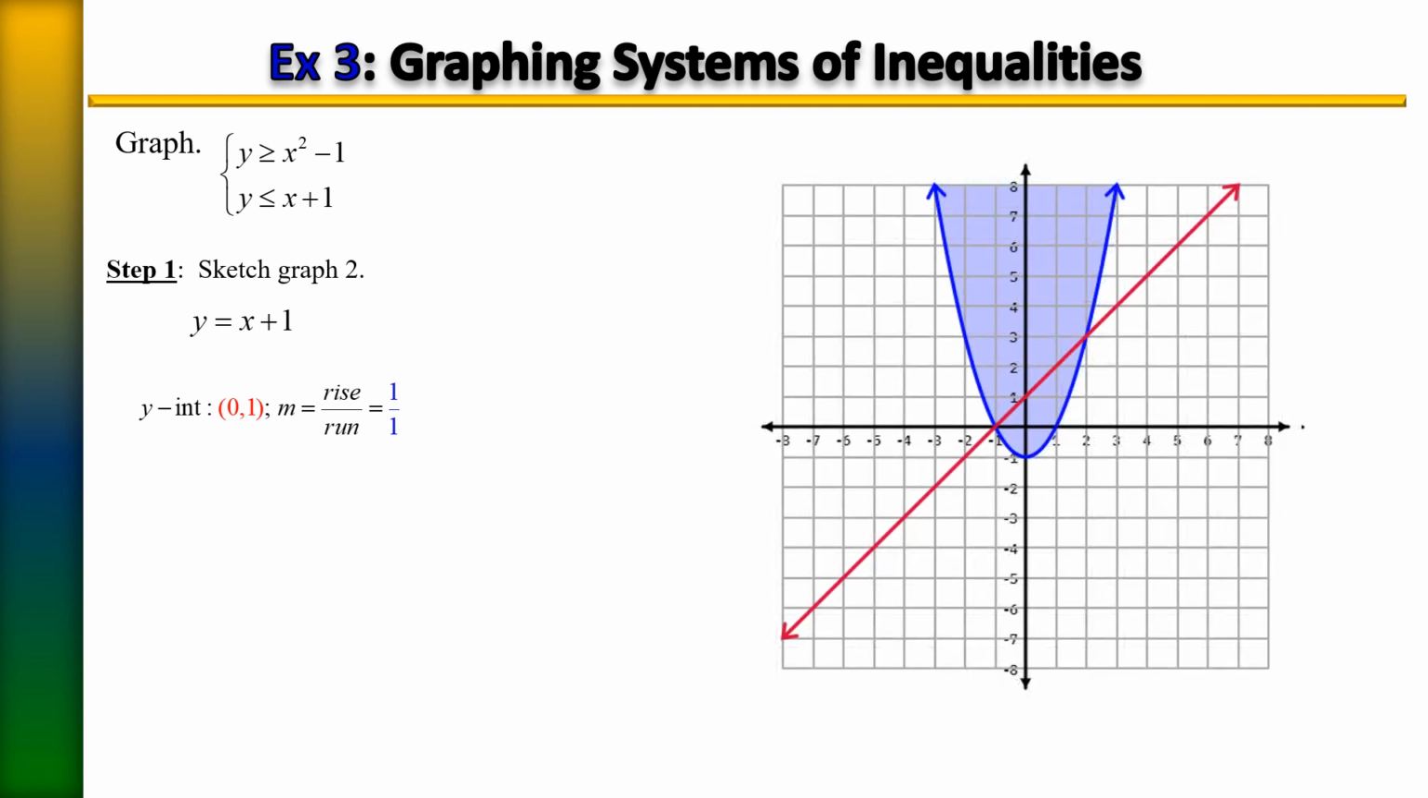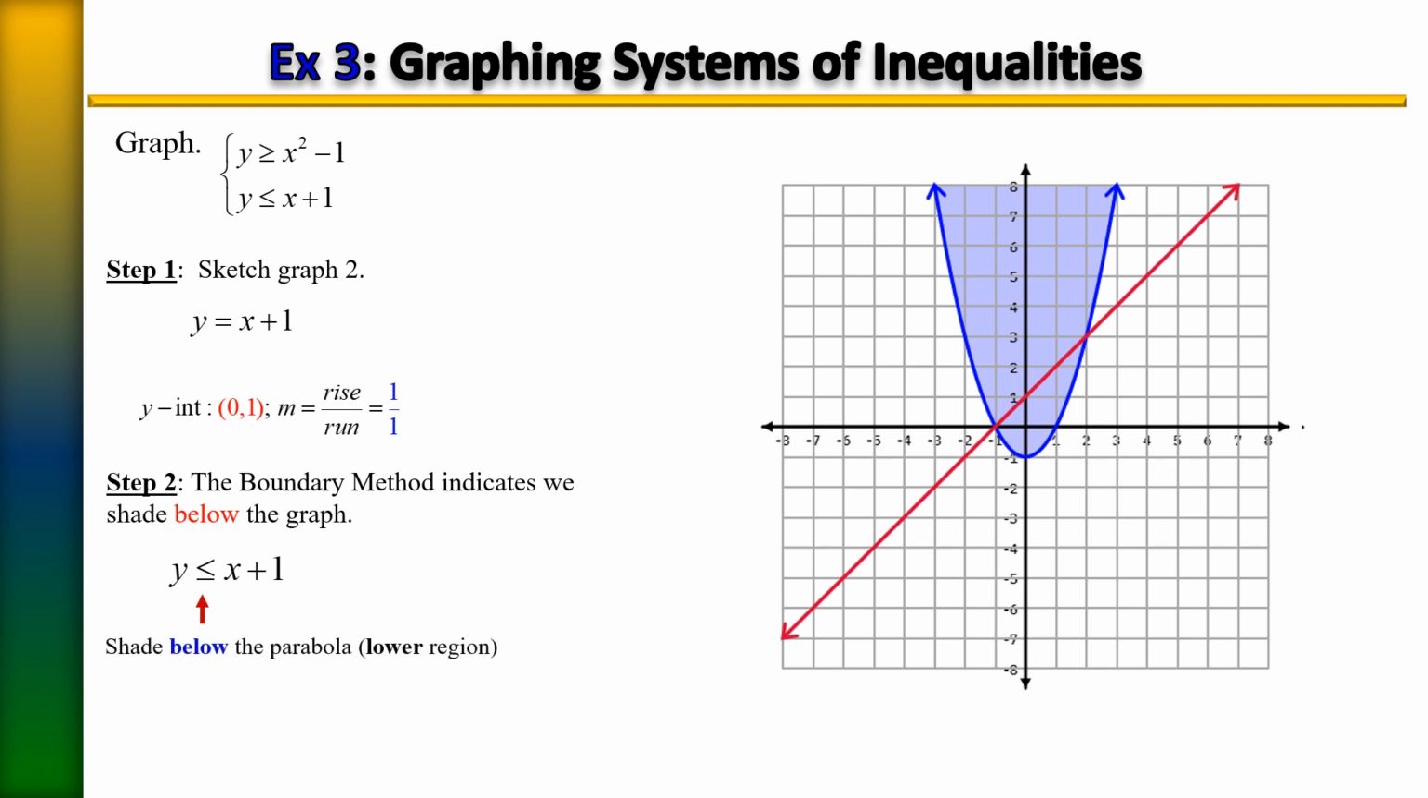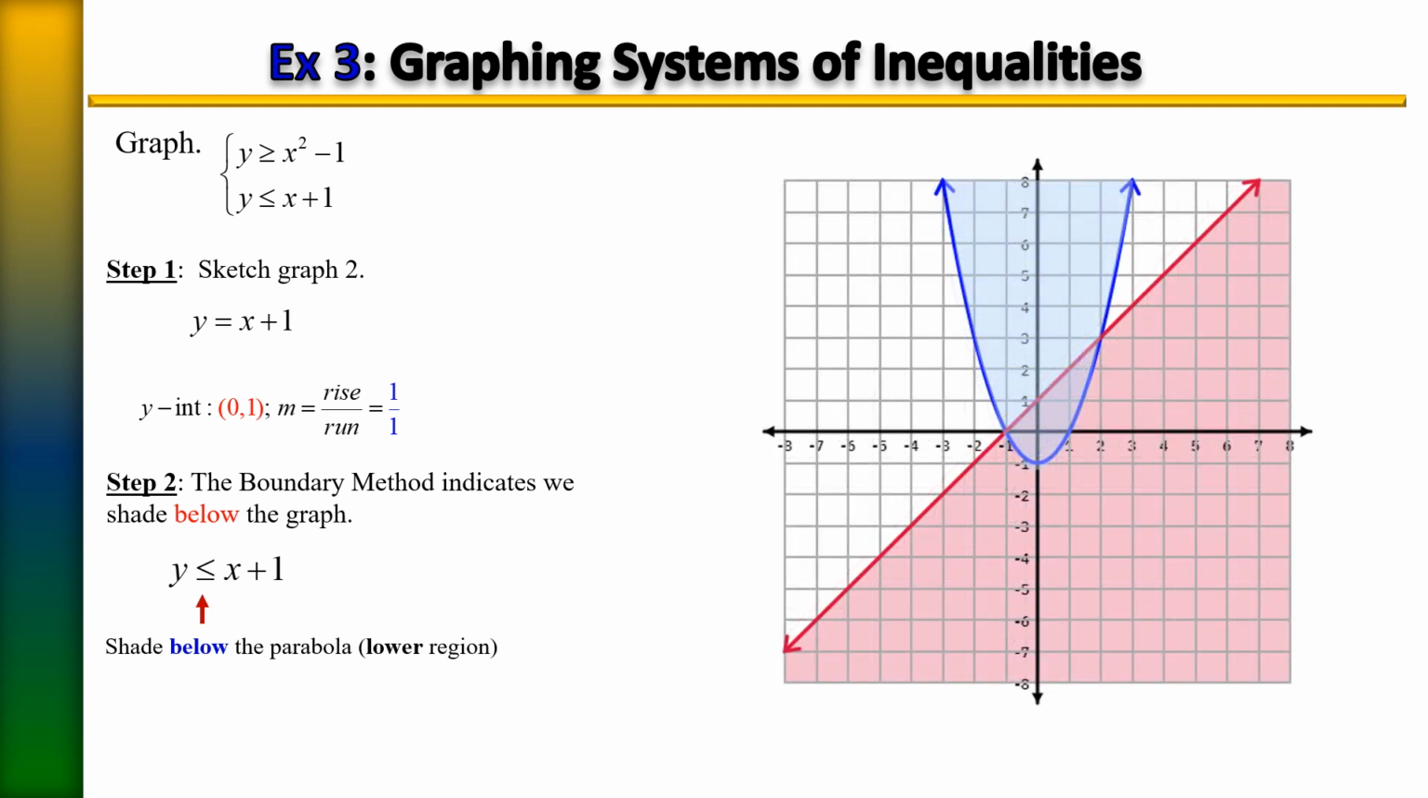All right, so now that we have our line, our last step then is to determine whether we're going to shade the upper region above the red line or whether we're going to shade below the red line. Now our line is solved for y. Y is isolated, so we can use the boundary method. Notice it says less than or equal to. Anytime you have that, remember you're going to shade below. So automatically we're going to shade below the line. That's where our solution lies.